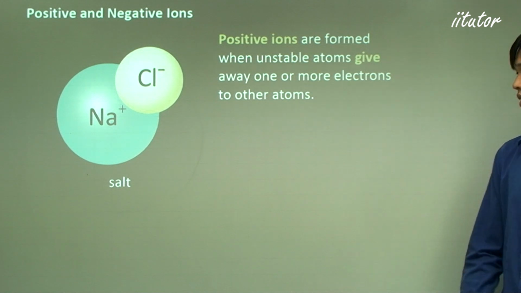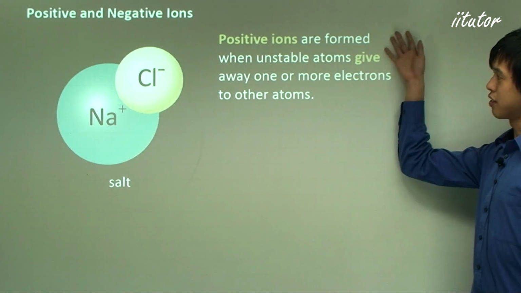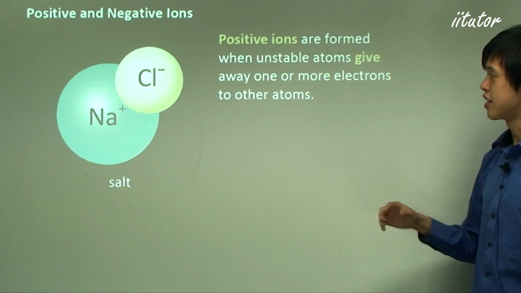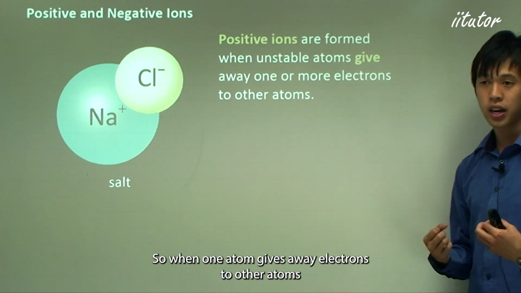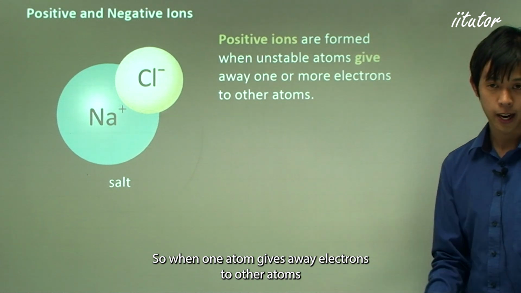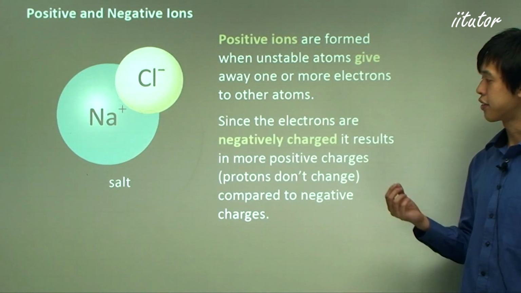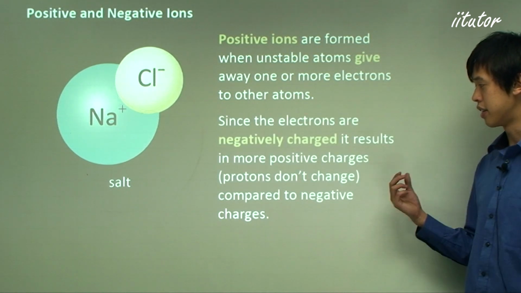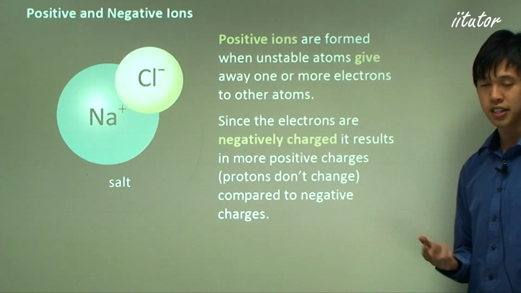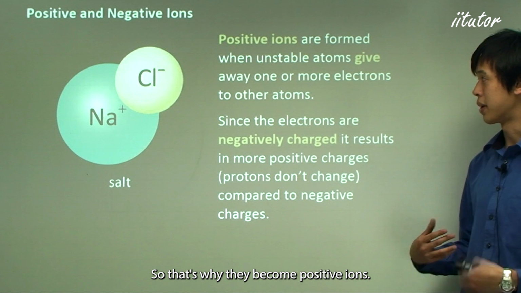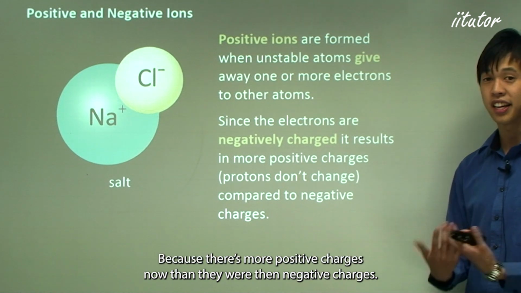So positive and negative ions, here are the formal definitions. Positive ions are formed when unstable atoms give away one or more electrons to other atoms. Since electrons are negatively charged, this results in more positive charges, because the proton numbers don't change, compared to negative charges. That's why they become positive ions: there are now more positive charges than there were negative charges.